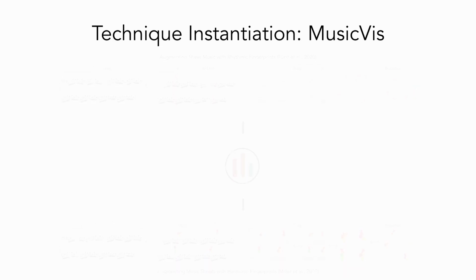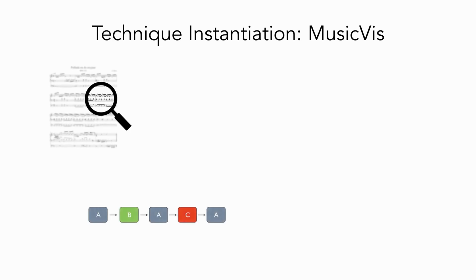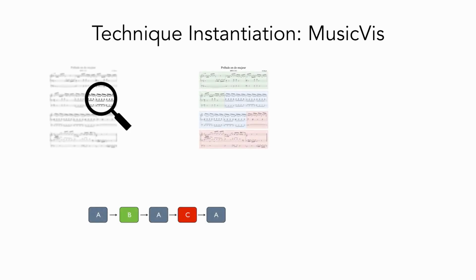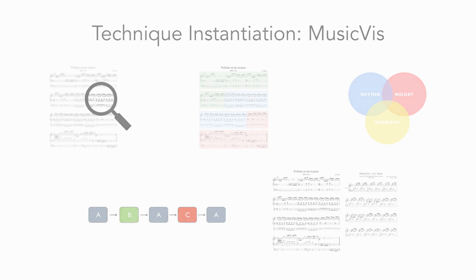MusicVis is designed to support music analysts to perform 5 different analysis tasks: data exploration, form identification, structural analysis, understanding harmonic, rhythmic, and melodic relationships, and comparative analysis.